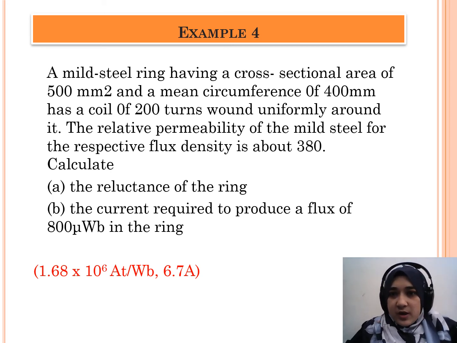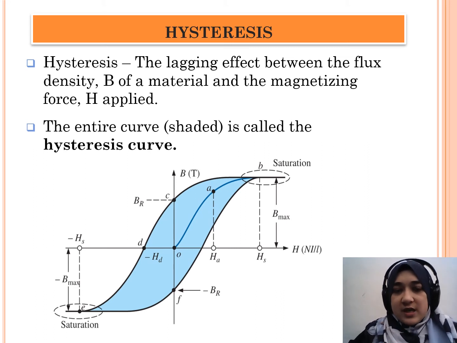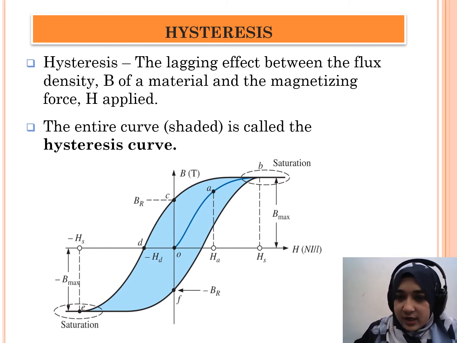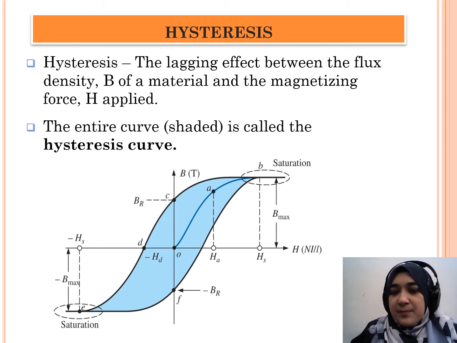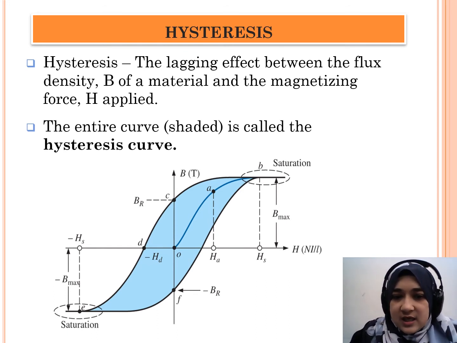Okay, finish part 1. Now we go to hysteresis. This is an important concept. Hysteresis is the lagging effect between the flux density B of the material and the magnetizing force H applied. So we can call it a hysteresis curve, or we can also call it a BH curve. Some books will call it a BH curve. It is the relationship between B and H, or how the material responds to the magnetic field H. So the characteristic of the magnetic properties of the material can be shown in this curve.